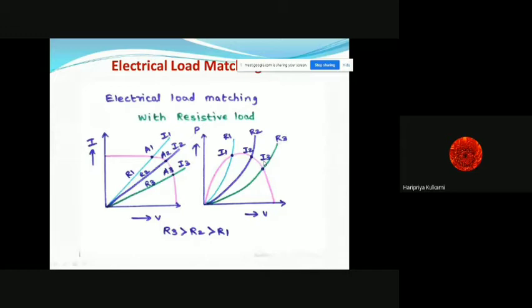Now looking at the characteristics, you can decide that we get maximum power at point A2. That means with the load R2, because this is the power characteristics. You can see here whatever power we are getting, here and here.